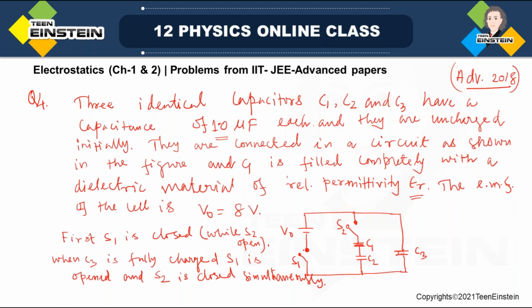Now first S1 is closed while S2 was open. Then when C3 is fully charged, S1 is opened and S2 is closed.